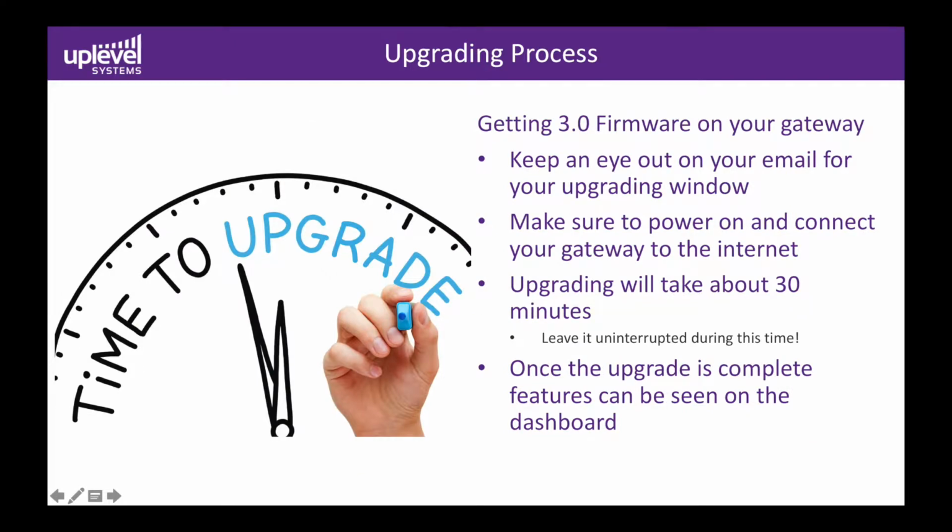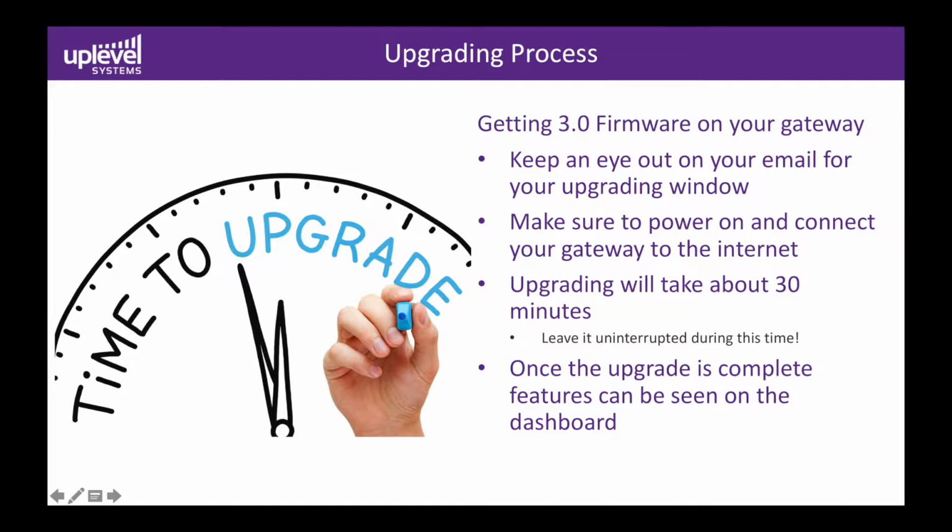All of the features that you'll hear me talk about today are included in the 3.0 release firmware. What that means is that there's no additional hardware. It's the exact same hardware that you had. As soon as that hardware is upgraded to 3.0 and has the new firmware image on it, you'll see all of these new features available. Keep an eye out on your email to see when your upgrading window is.